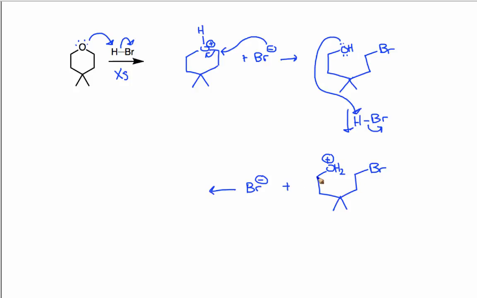Well, now I have an electrophilic carbon, a nucleophilic bromine, so I can attack that carbon and lose water. So in the case of this reaction, from this cyclic ether, I formed this dibromide, and then of course the byproduct of this is just water.